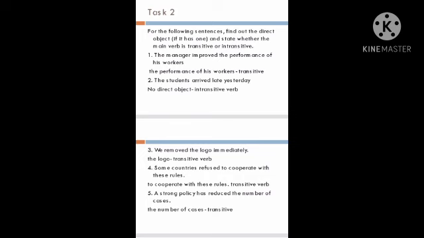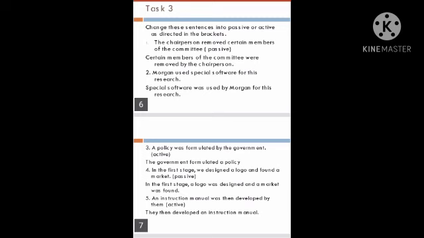Now task 3, change these sentences into passive or active voice as directed in the brackets. Question number 1, the chairperson removed certain members of the committee. Certain members of the committee were removed by the chairperson. Question number 2, Morgan used special software for this research. Special software was used by Morgan for this research. Question number 3, a policy was formulated by the government. This is to be changed into active. So look at this. A policy was formulated by the government. The government formulated a policy.